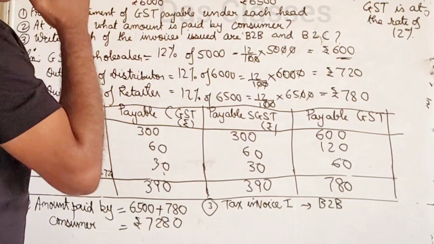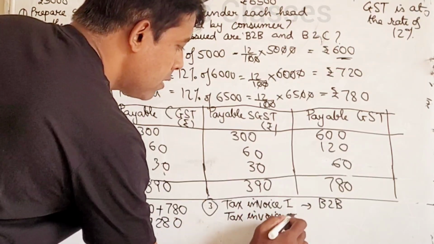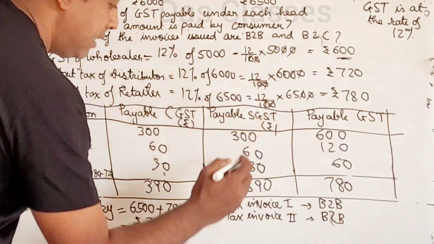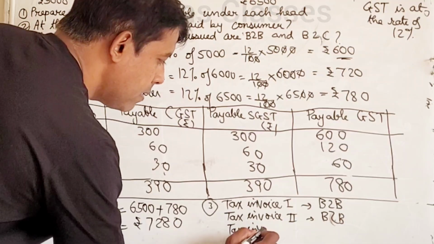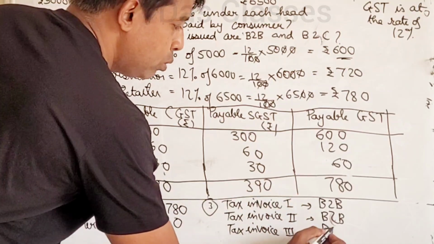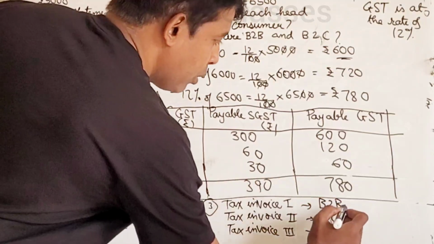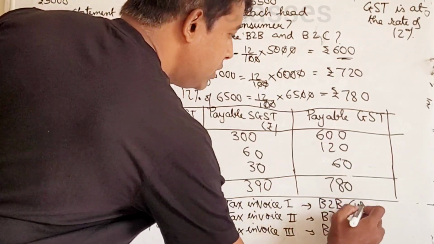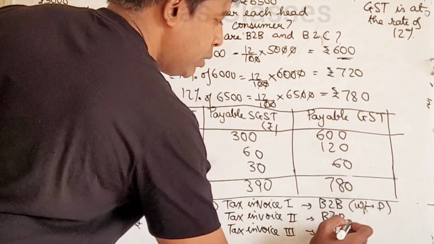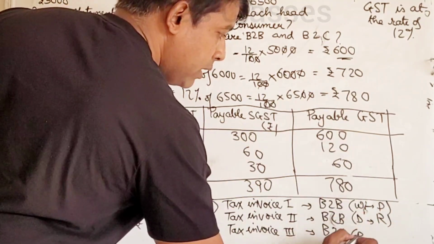Again, the distributor sells to the retailer, so tax invoice 2 is also going to be B2B because he is not consuming it. And tax invoice 3, from the retailer to the consumer, is going to be B2C because the consumer is going to consume the product. So this tax invoice was from the wholesaler. You can write it beside, I'm writing it in short, you write it in detail: wholesaler to distributor. This one was from distributor to retailer. And the last invoice was retailer to consumer.